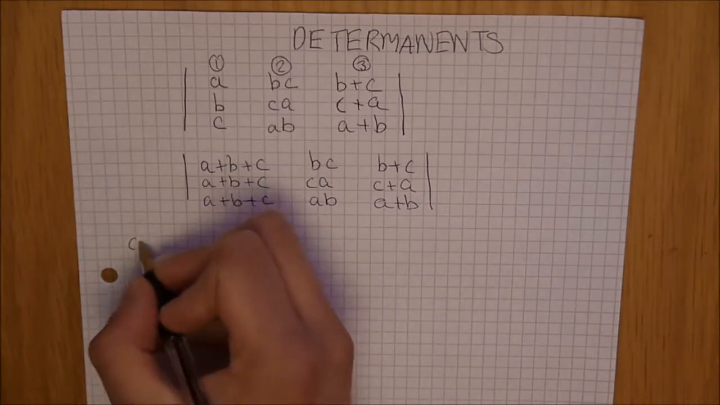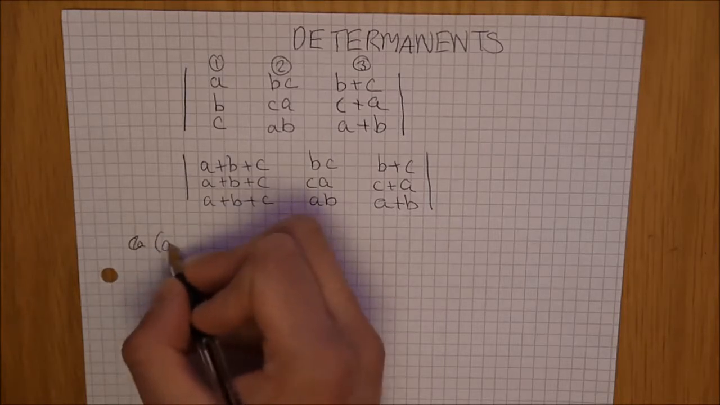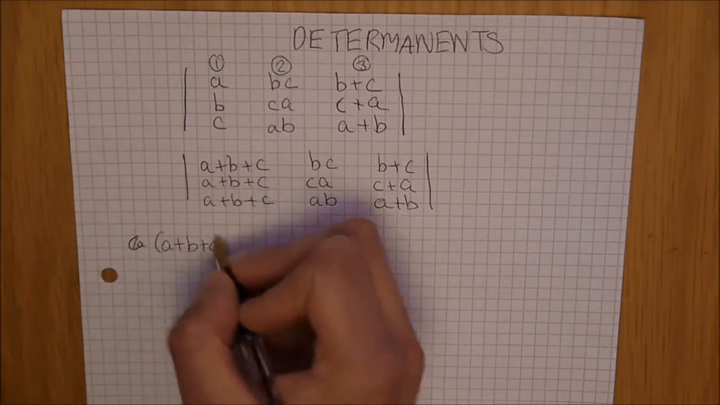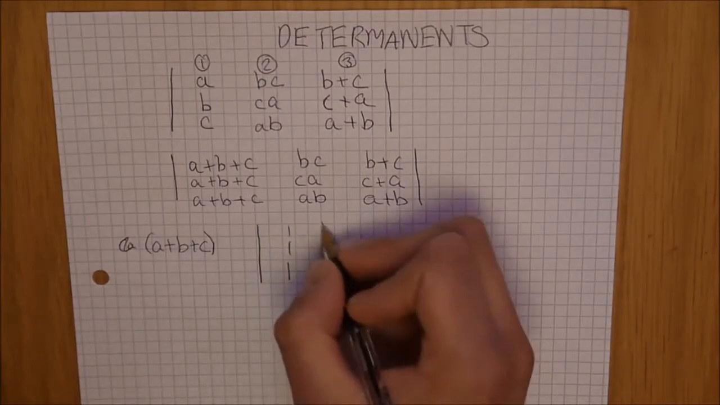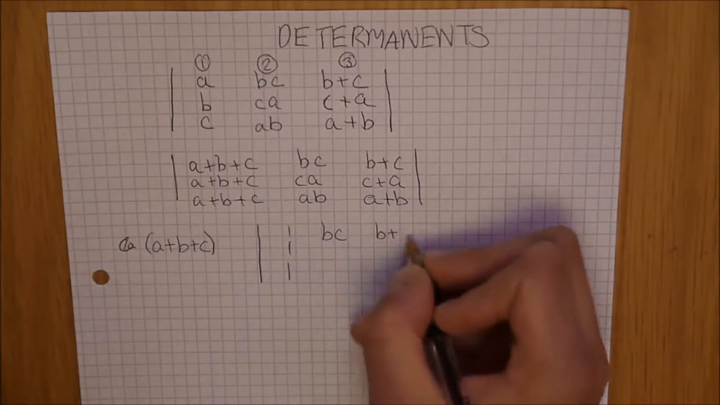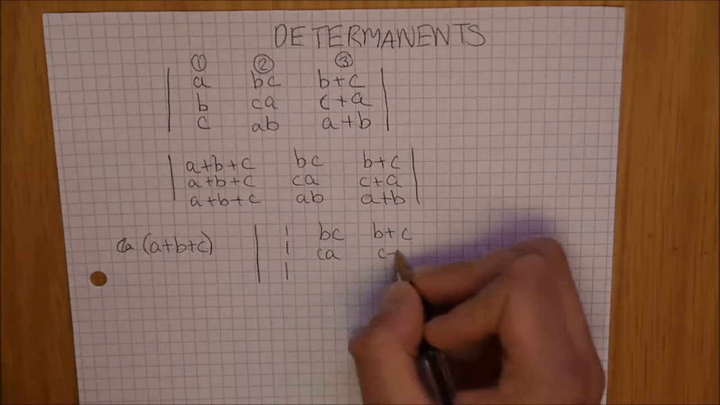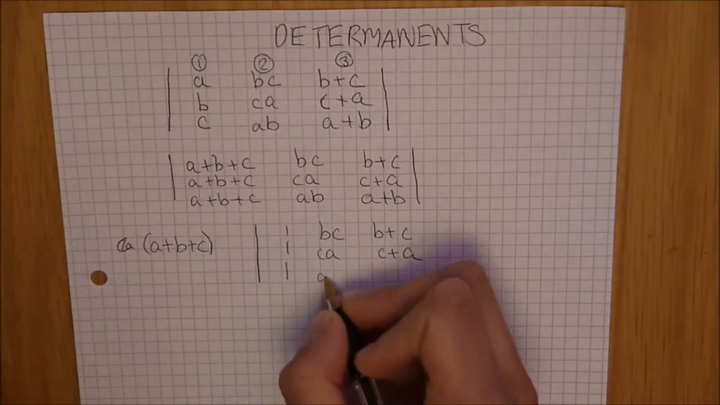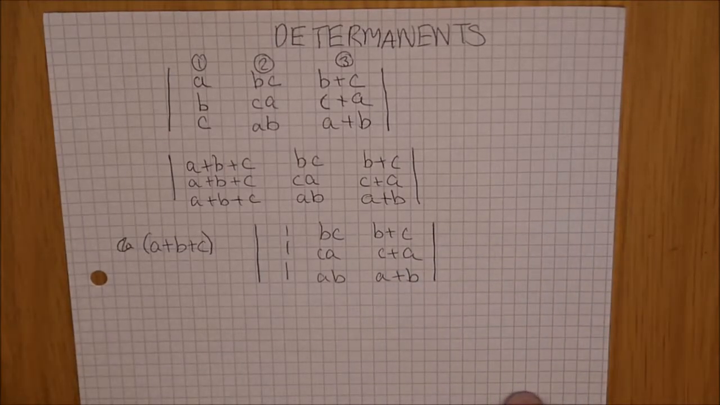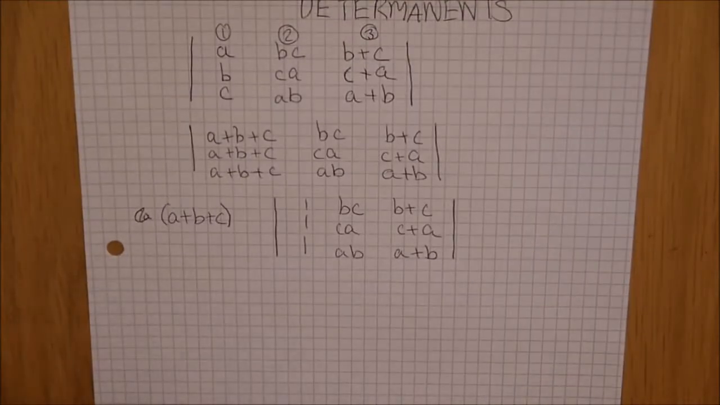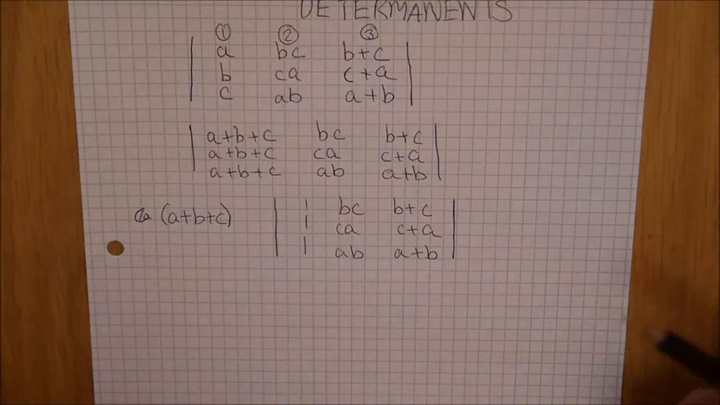So therefore, we can simply write A plus B plus C, lots of 1, 1, 1, BC, B plus C, CA, C plus A, and AB, A plus B. Now that we've taken out one factor, we can do a number of other things. First of all, in order to make our lives a little easier, the first thing we should really do is cancel out some of these 1s, so, minus some rows from each other.